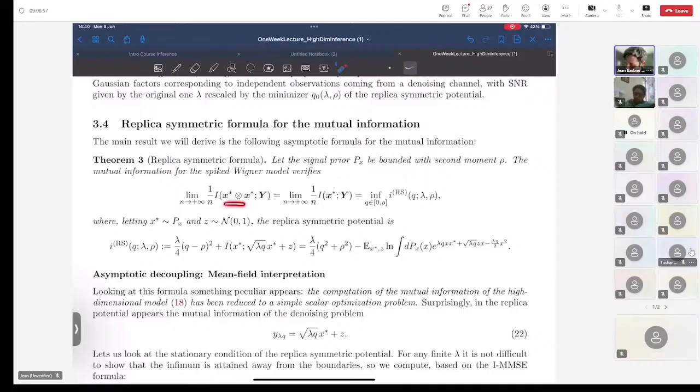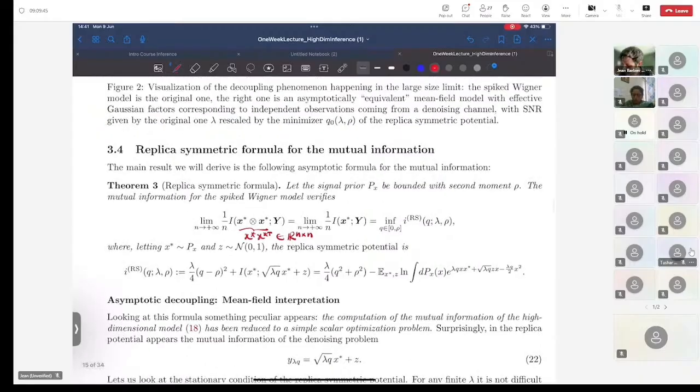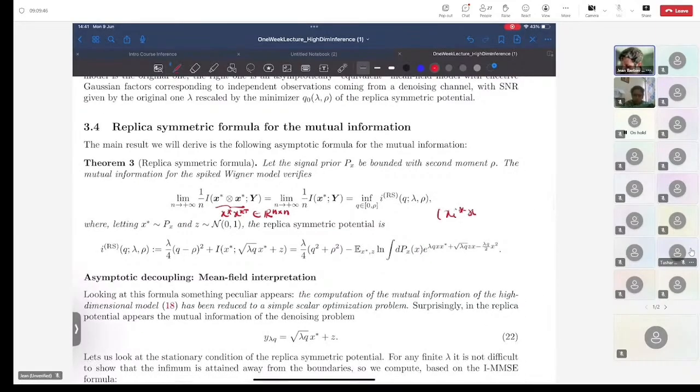The mutual information between this rank 1 matrix, the spike, and the data, divided by n, is the same as the mutual information between the data and x star itself. Why is this equality true? Simply because the data depend on x star only through x star x star transpose, only through this rank 1 matrix. In case this is not clear, this notation simply means x star x star transpose, which is an n by n matrix. It's a column times a row, so it's a matrix whose elements are xi star, xj star.